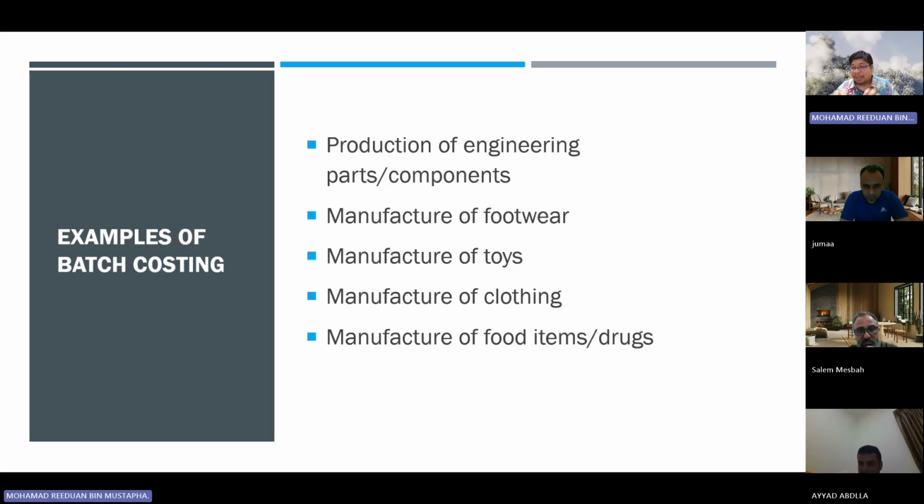And then all these objectives should be included in your KPI. Later on we can learn that, on the balanced scorecard topic. So this is the example of batch costing.